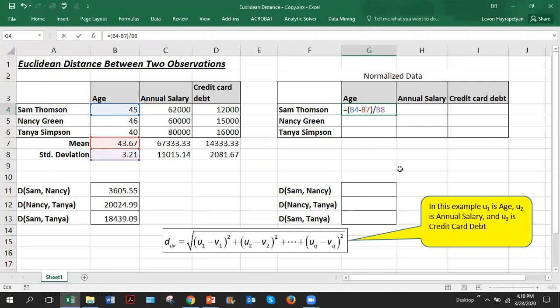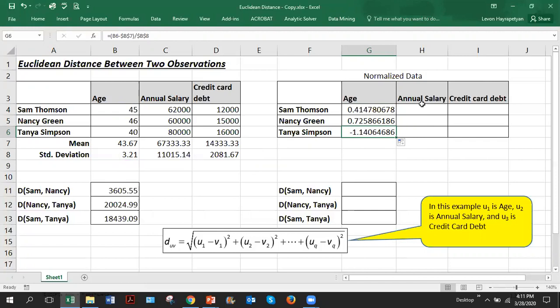That's why I will make mean and standard deviation absolute. You can either manually put the $ in front of B and in front of 8, or you can just hit F4 and it will make the reference absolute. Now this is my formula, which means x minus mean divided by standard deviation. And I will copy this down. Now I have normalized values for age.